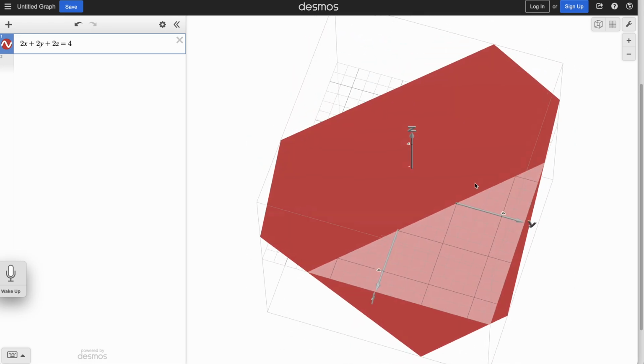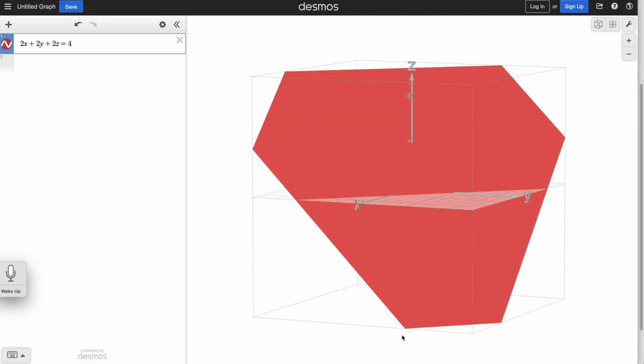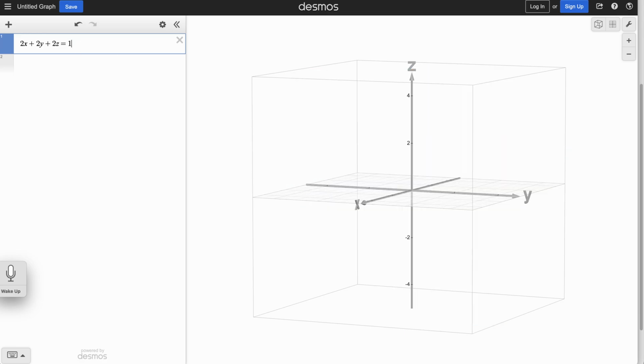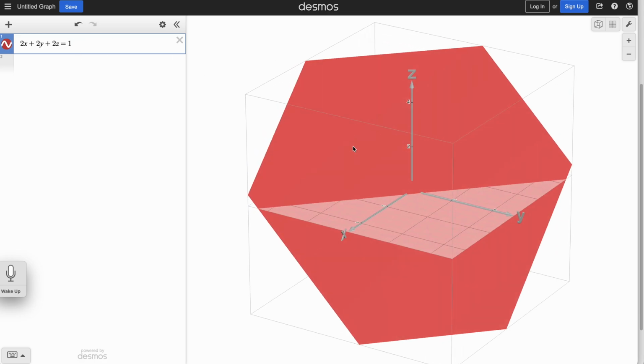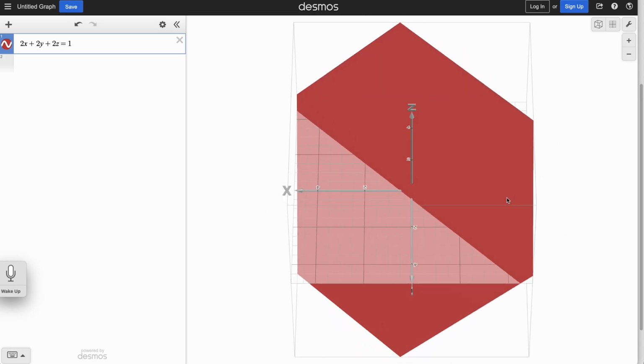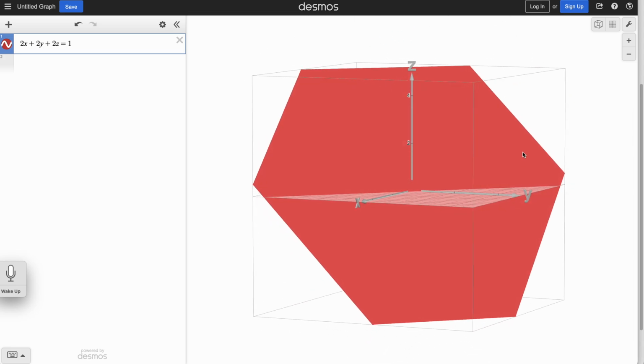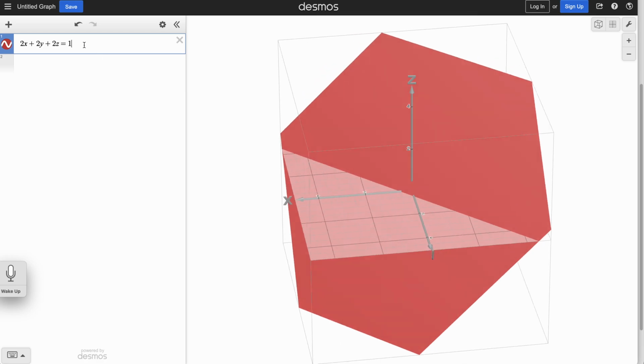This actually is not this shape. What's happening is I can only see what's in the box. So if I keep extending these planes, they go out forever. But I can make an octagon in my box from using 1.